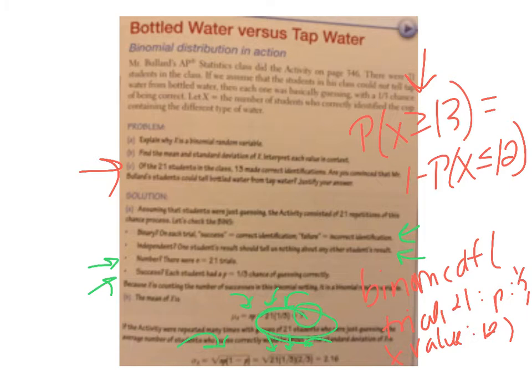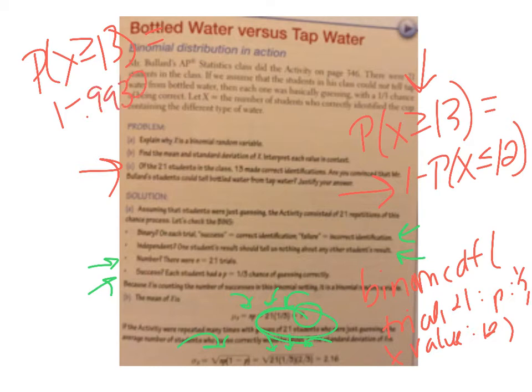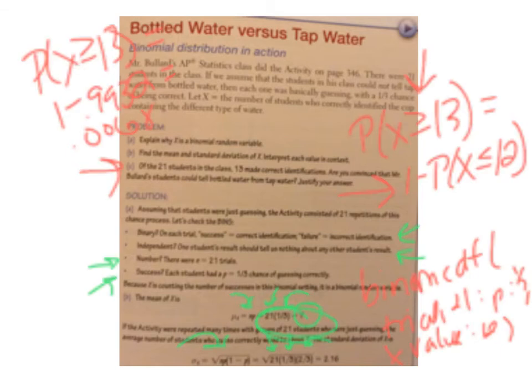When I compute that out, I get a probability of 0.9932. So when I subtract that from 1, the probability of x being greater than or equal to 13 is equal to 1 minus 0.9932, which gives a probability of 0.0068. That tells me there's a less than 1% chance of so many of them getting it right if they were all guessing, which is pretty strong evidence that they could actually tell the difference.